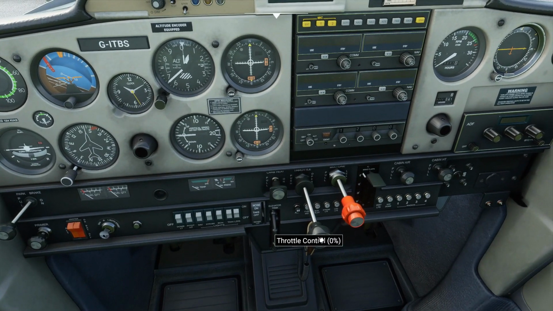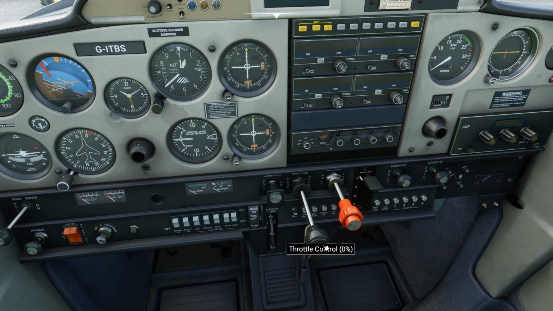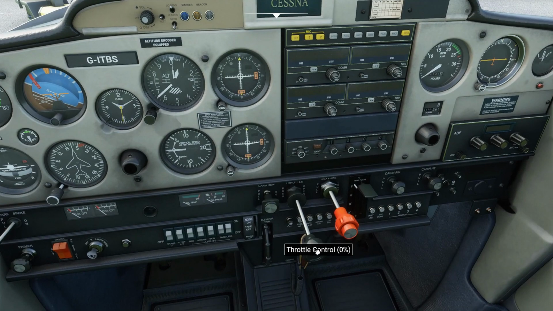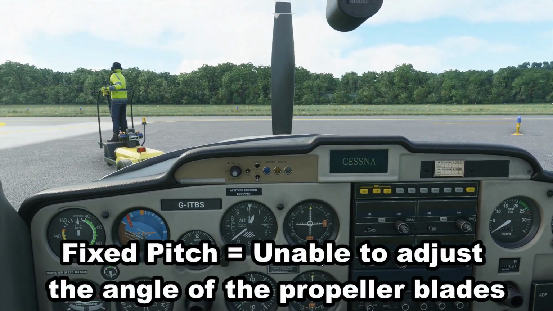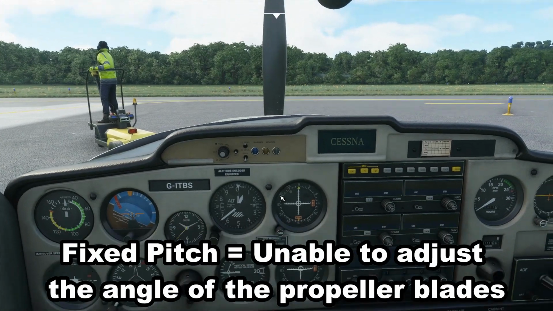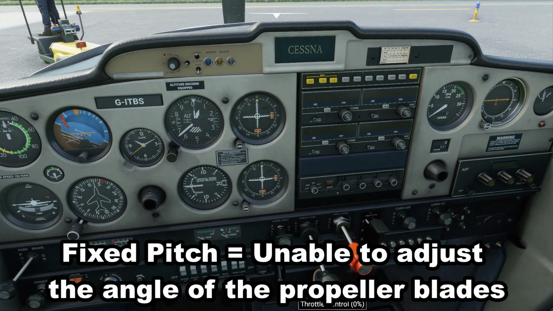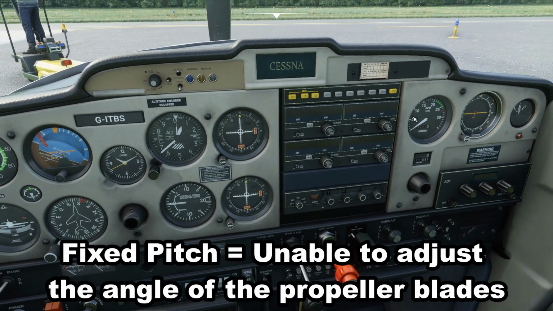Next we have the throttle. This controls the power of the engine, and as the aircraft has a fixed pitch propeller, which means that we can't adjust the pitch of the propeller blades, the throttle will also directly control the engine RPM.